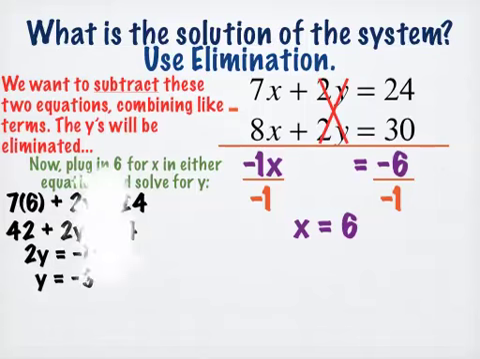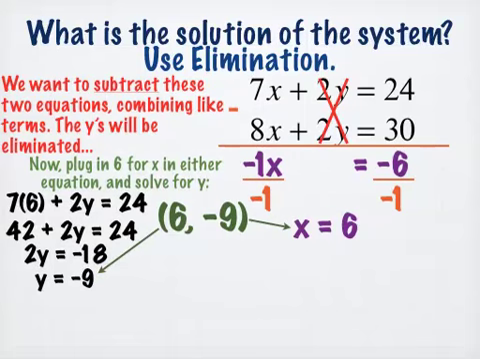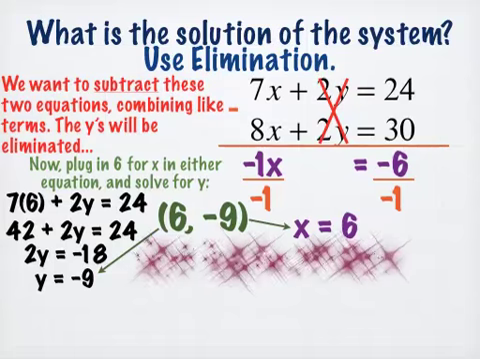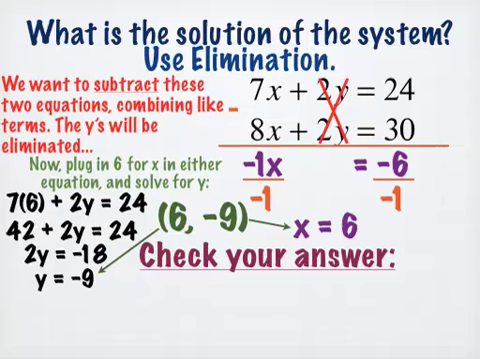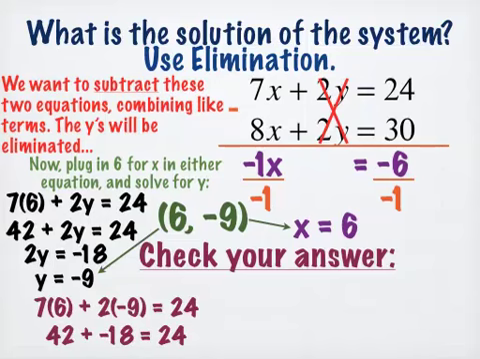So now I have an ordered pair that is a solution, and we're going to check and make sure that it's the solution to both of the equations. The ordered pair is 6, negative 9. To check your solution, go ahead and plug in 6 for x and negative 9 for y into both equations. So to check the first one, we have 7 times 6 plus 2 times negative 9, which equals 24. Well, 7 times 6 is 42, plus 2 times negative 9 is negative 18, equals 24. If you plug that into your calculator, that is a true statement. So I have checked the first equation.